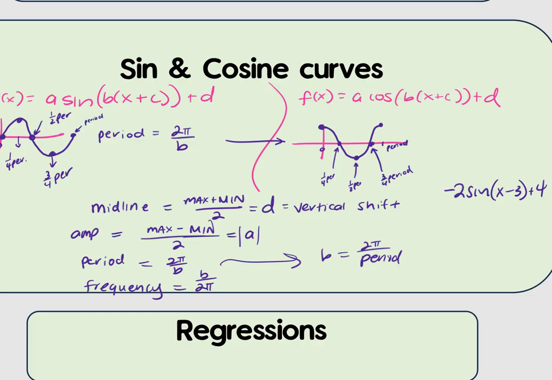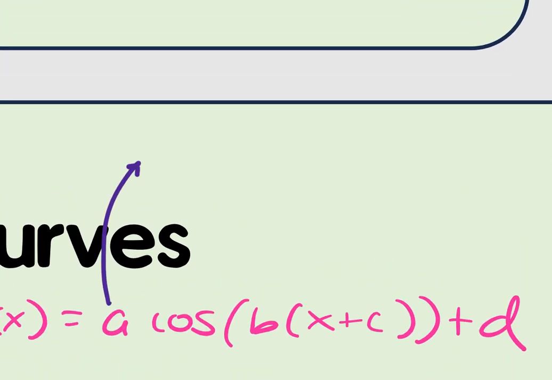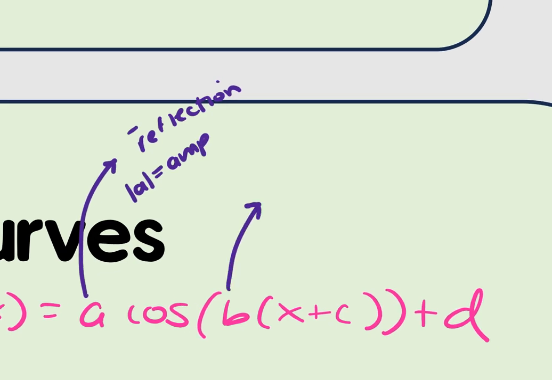What was your question, Izzy? What do each of the letters do? The absolute value of A is your amplitude, right? If A is positive or negative, it's still a reflection. So negative is a reflection. Absolute value of A is your amplitude. B is going to affect your period. So B is a horizontal dilation, but it changes the period, because 2 pi over that gives you your period. It doesn't typically ask you for dilations on sine curves, but if it did, it would be a horizontal dilation by a factor of 1 over B, just like everything else.